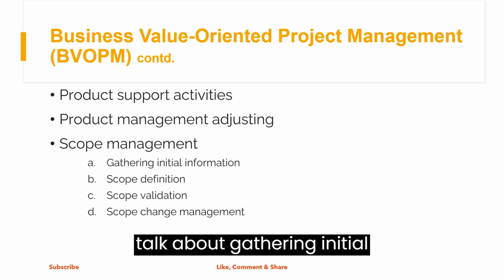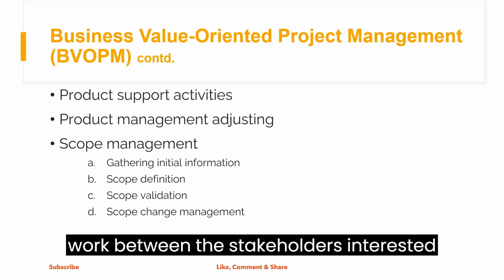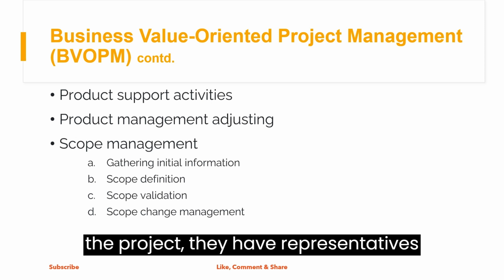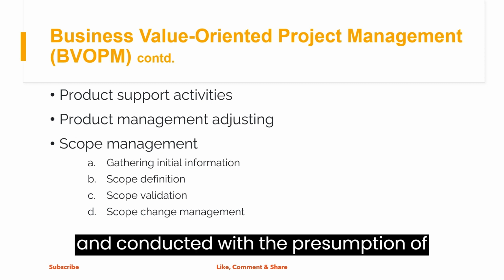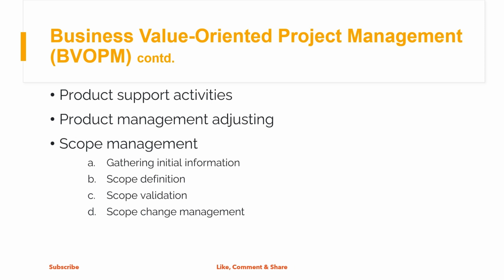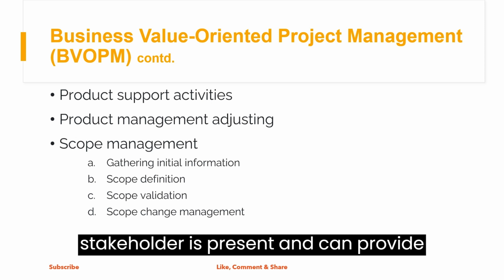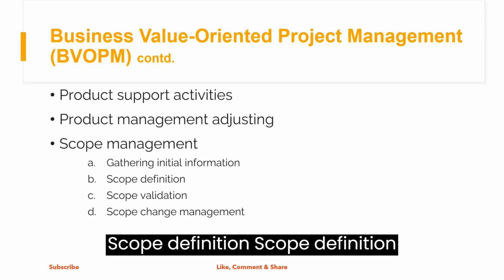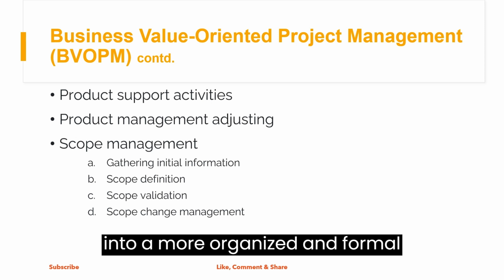Now let us talk about gathering initial information. Gathering initial information may require collaborative work between the stakeholders interested in the project. Any parties interested in the project, or their representatives, may hold knowledge about the project needs. This process is planned and conducted with the presumption of productivity. Group sessions can be held to define the scope of the project, where more than one stakeholder is present and can provide validation of the discussed needs. Scope definition. Scope definition details the collected information into a more organized and formal list.